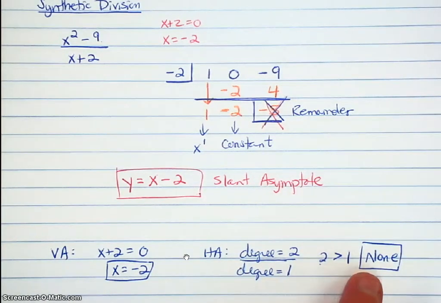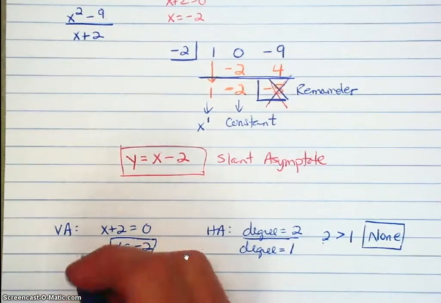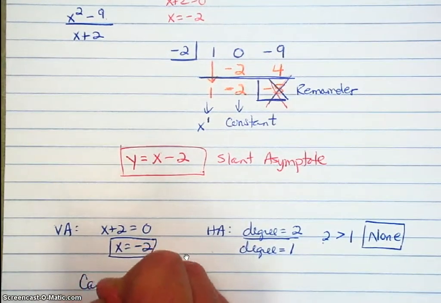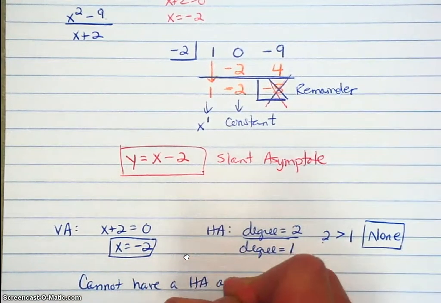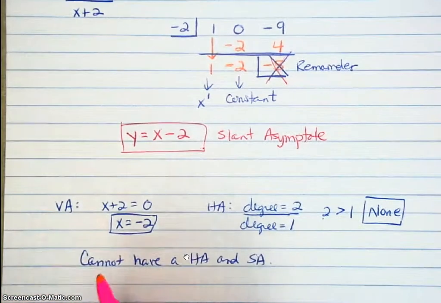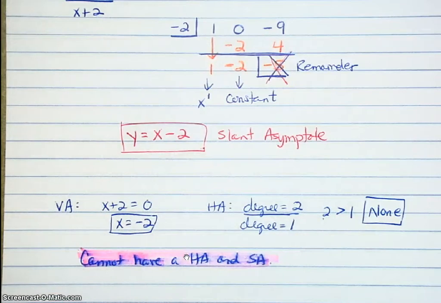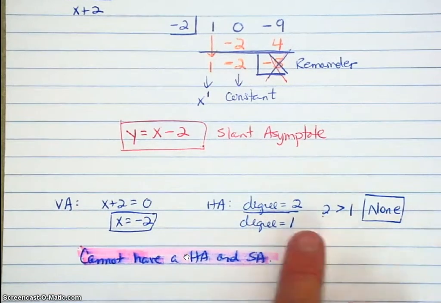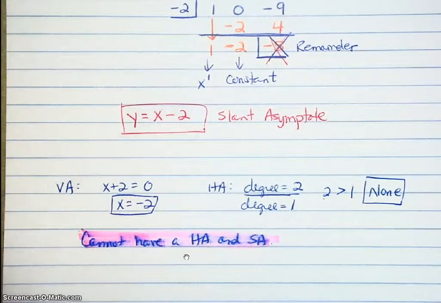Now, if you have no horizontal asymptote, there is a chance that you have a slant asymptote. If you have a horizontal, you cannot have a slant. You may want to write this down: you cannot have a horizontal asymptote and a slant asymptote. And this is huge. You cannot have both of those. So in this case, we do not have a horizontal, so there is a chance that we have a slant asymptote. And here's how you know.